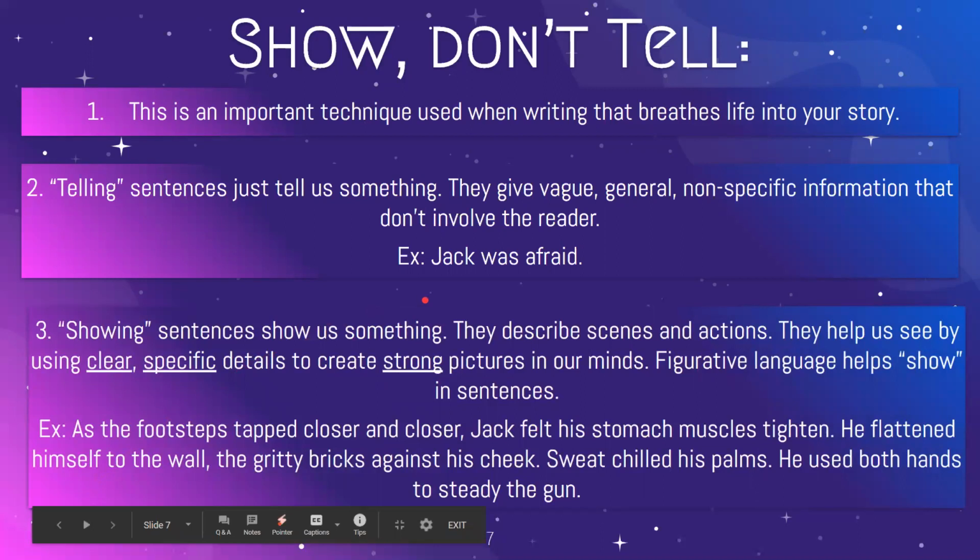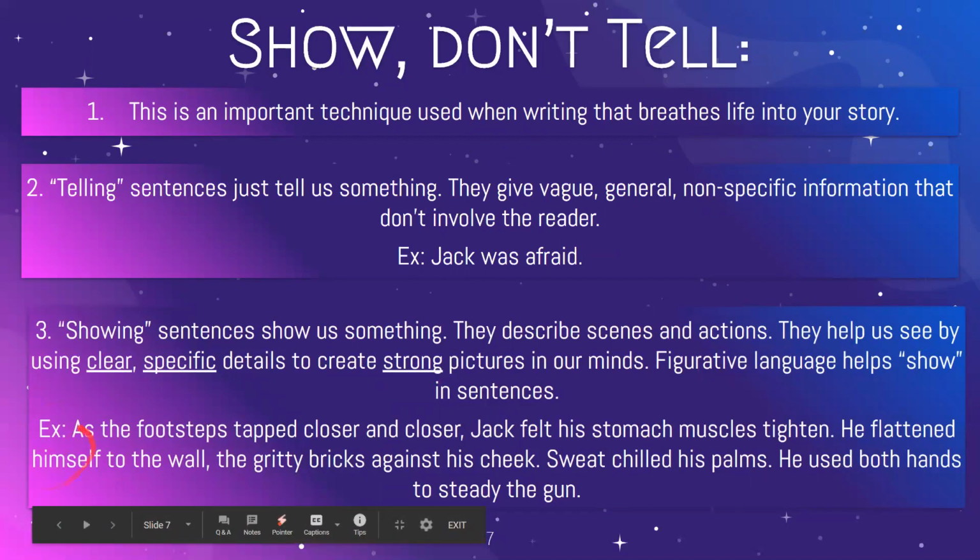So this example here is a telling sentence. Jack was afraid. Now let's look at if we were to show how he was afraid. This is very different, right? As the footsteps stepped closer and closer, Jack felt his stomach muscles tighten. He flattened himself to the wall, the gritty bricks against his cheek. Sweat chilled his palms. He used both hands to steady the gun.